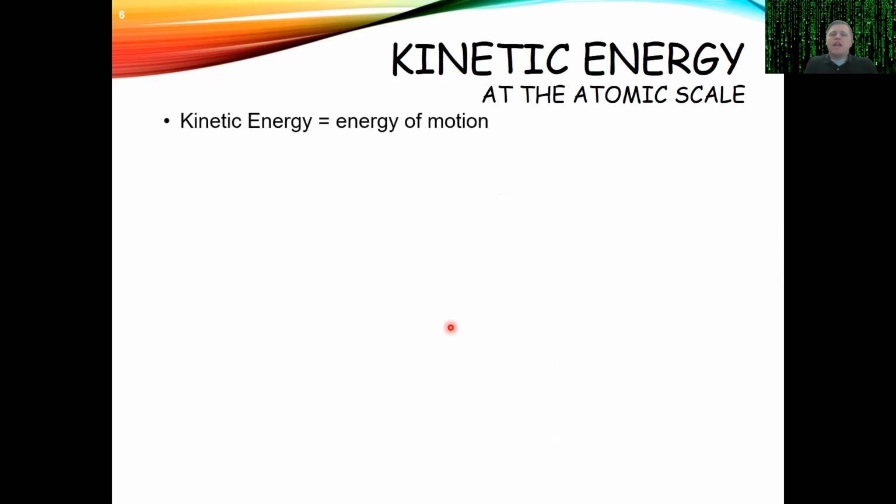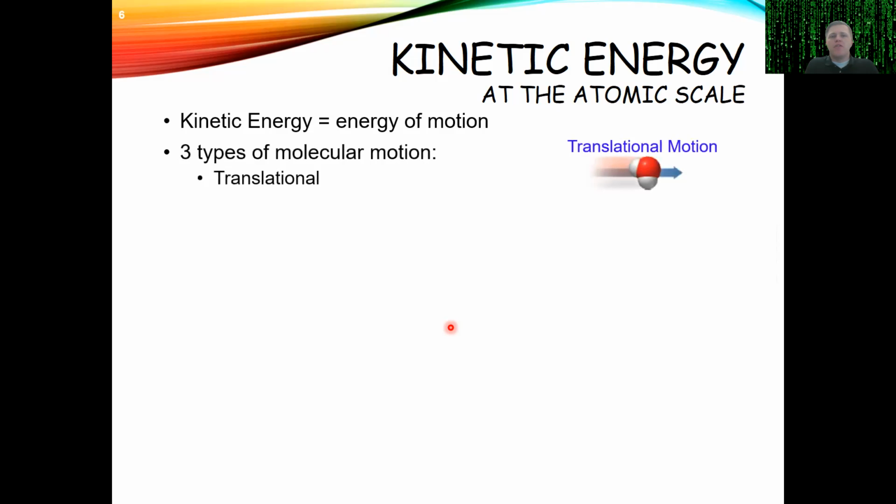All right, now kinetic energy gets a little more fun at the atomic and molecular level. So there's actually three types of molecular motion that we need to worry about. So the first is translational motion. This is the type of motion we typically think of. This is just the motion of an atom from one place to another, or a molecule translating from one place to another. So it's pretty straightforward.